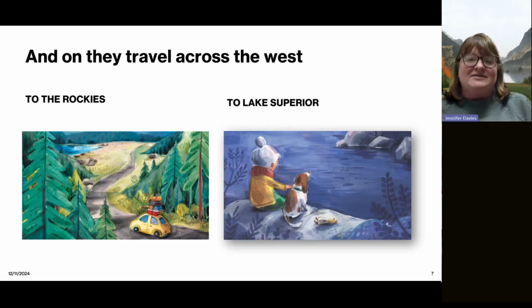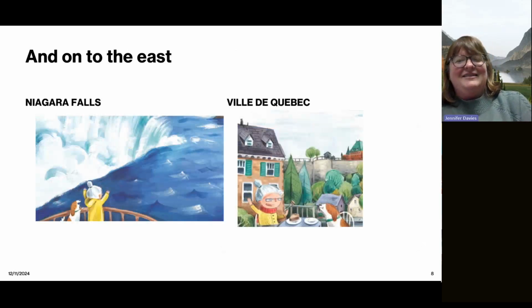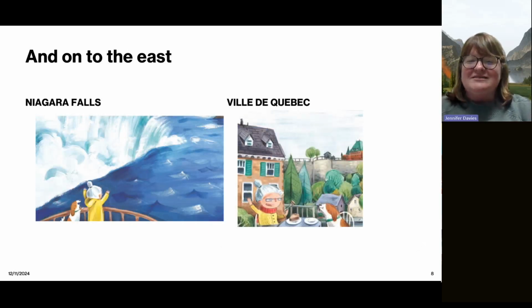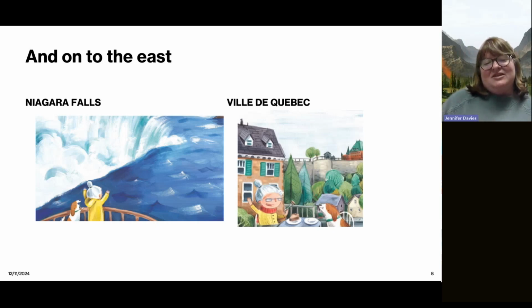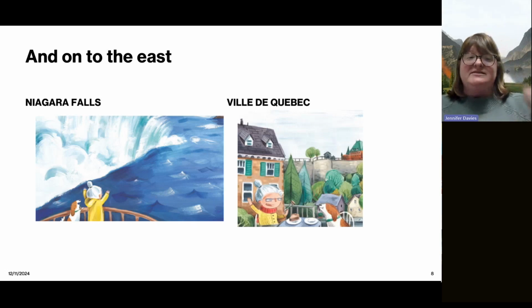And they travel across the West. So they go to the Rockies and then they keep going. They go through each province and they go to Lake Superior. They hit the East. They go to Niagara Falls and they go to the Ville de Quebec. And so at each stop, each place that they are, they don't necessarily name where they are. They don't name the fact that they're in Saskatchewan. They didn't name that they were in Manitoba, but they were in Lake Winnipeg. Same with Lake Superior. They don't name that. They're just after days of rocks and trees. And then they go to Niagara Falls, which is named. Ville de Quebec, again, not named.